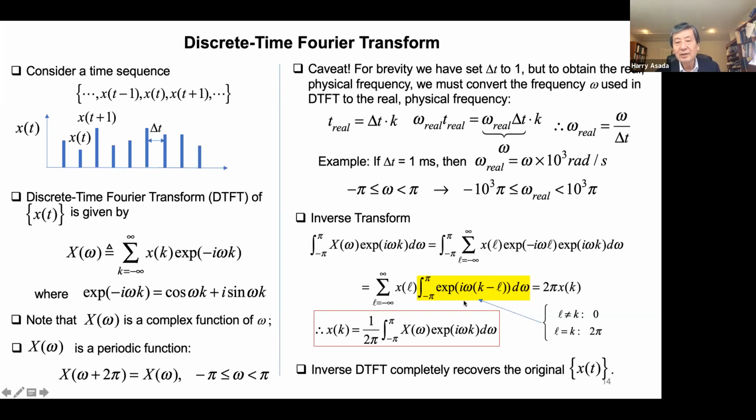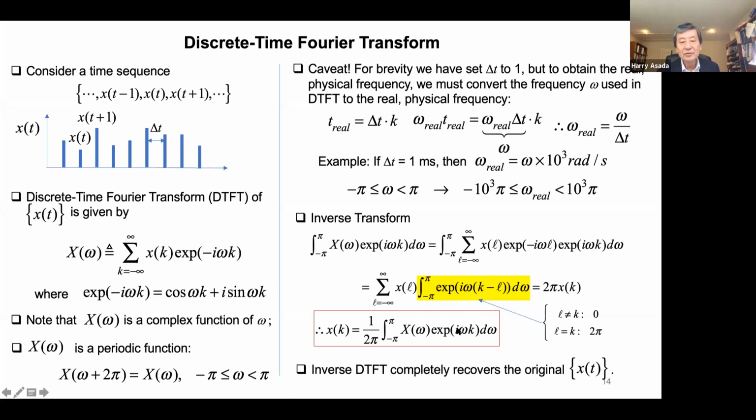The integral is 0, except for the case when the exponential part is 0. That's actually l equal to k alone. This one survives, becomes 1, and then integrated from minus pi to pi, the answer is 2 pi. So 2 pi times x_k, because only at k equal to l is this non-zero. So we pick only the case l takes the value of k, so x_k comes in with 2 pi. Solving this for x_k, it equals 1 over 2 pi of this expression.